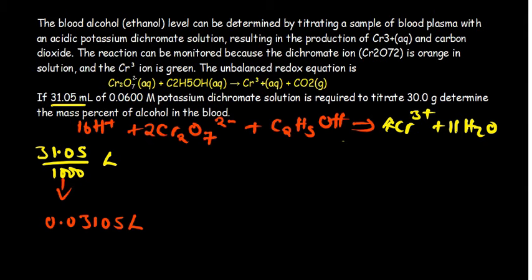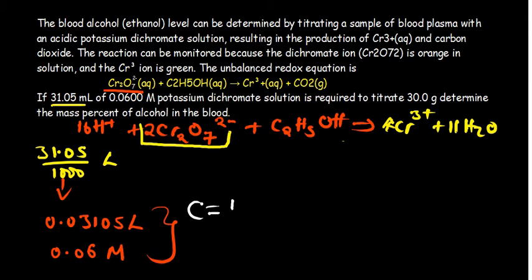The concentration has already been given in molar concentration, which is 0.06 molar. So look at this information. This information is for the potassium dichromate, which we've already balanced. So we should be able to determine the number of moles of our potassium dichromate that were used to titrate the 30 grams of the blood plasma. Concentration gives you the number of moles dissolved in a volume, right? So to find the number of moles, we have to multiply the concentration, which is 0.06. Molar concentration means mole per liter.